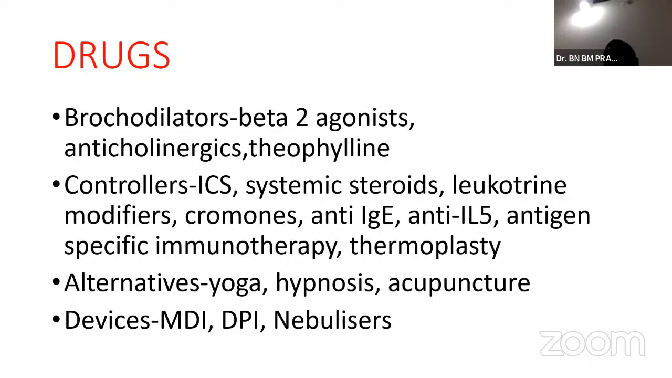Then you can do antigen-specific immunotherapy when you have ragweed or certain pollens or certain insects, house dust mite or cockroaches. In such cases, you can also try antigen-specific immunotherapy. It is a slow process. You have to have patience, and they can also develop severe anaphylaxis. And in some cases of chronic persistent asthma, you can also do thermoplasty. Alternative treatments like yoga, hypnosis, acupuncture can also play a role in the control of these cases. For drug delivery, we have the metered-dose inhaler, which can be used in an acute situation. Then you have nebulizers, which of course are used in the treatment of acute severe asthma.